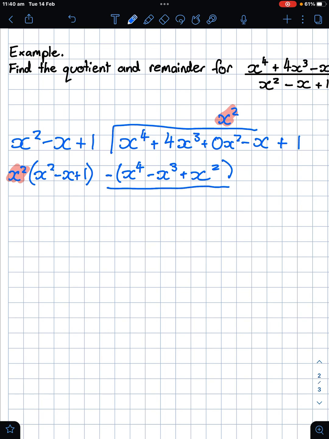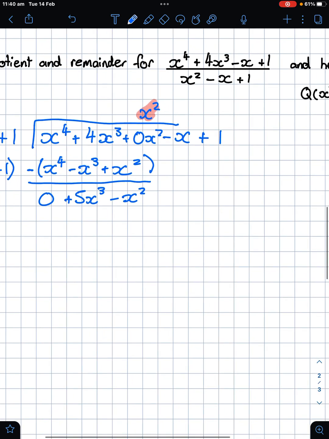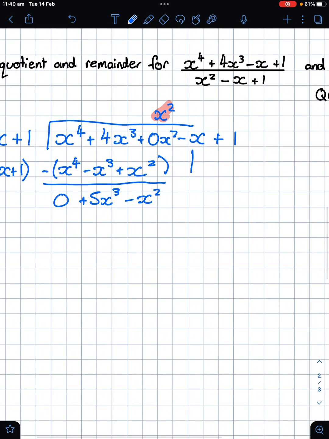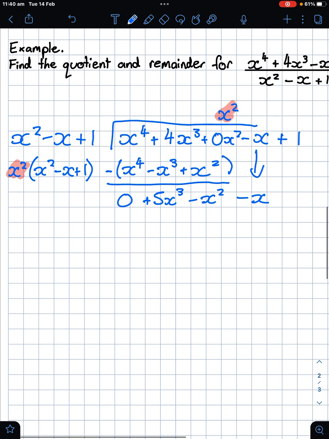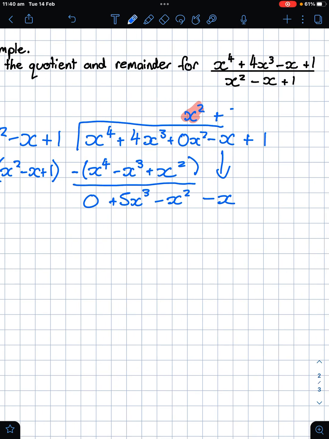So now we take our terms off. x to the power of 4 minus x to the 4 gives us 0. 4x cubed minus x cubed gives us 5x cubed. It's a positive because I've got the negative and negative that I would multiply. And then 0x squared minus x squared gives me negative x squared. All right, now I'm going to just bring this term down as well, so minus x. Now we've got x squared times what gives me 5x cubed? It's going to be plus 5x.